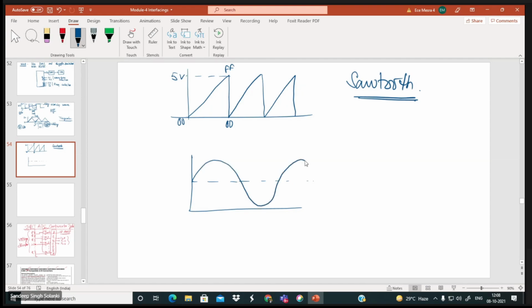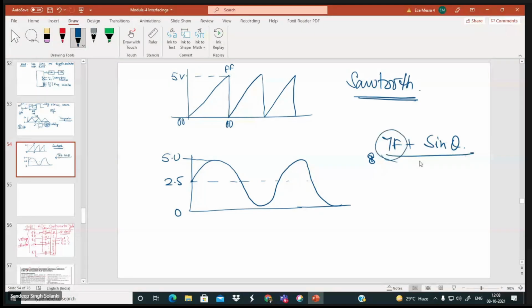And for sine, what I am saying is this. Okay, this is 0 volt, this is 2.5, and this is 5. And when you start, always start with 2.5, and for that 2.5, your hex value will be 7F. With 7F, you just add this. This is the DC level you are adding. Getting it? Are you getting it?